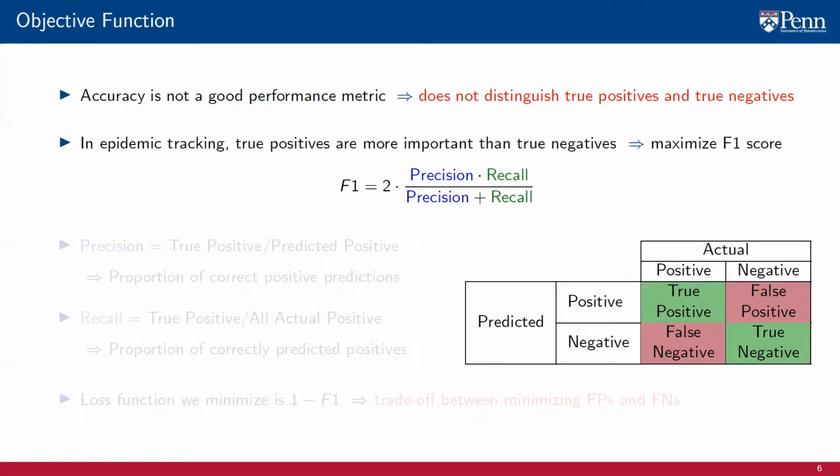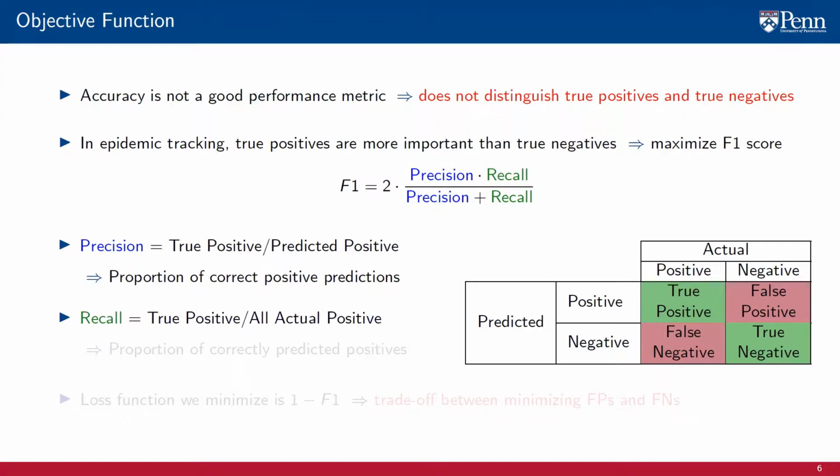The F1 score is a harmonic mean of two other performance metrics, precision and recall. Precision measures the proportion of students that were correctly predicted as infected to all of those that were predicted infected. As we can see in the chart, this corresponds to true positives divided by predicted positives. In other words, precision is the proportion of correct positive predictions. Having a high precision means that we have little false positives.